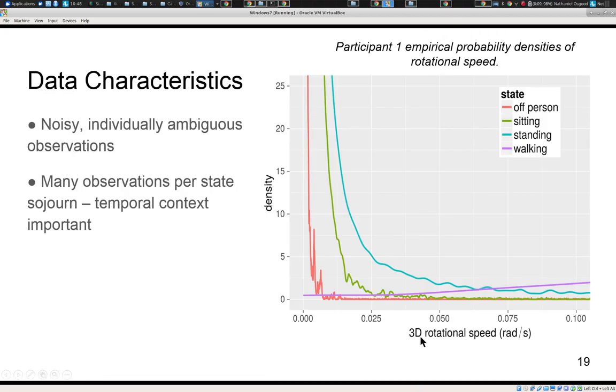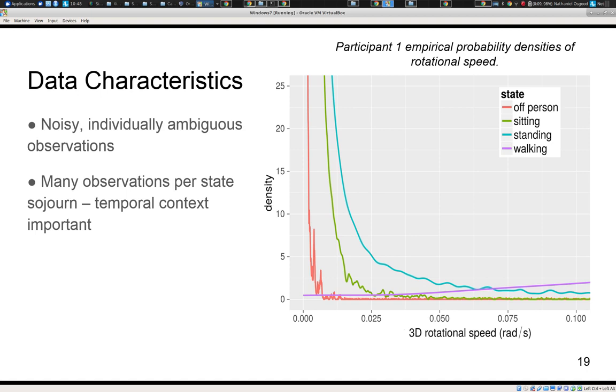And if you look at this, this is 3D rotational speed on the x-axis. This is for a participant for whom the data was particularly good. And you can see for standing behavior, there's a distribution. It actually looks quite exponential. It's a very high peak here. Most of the time is lower levels of activity for standing.